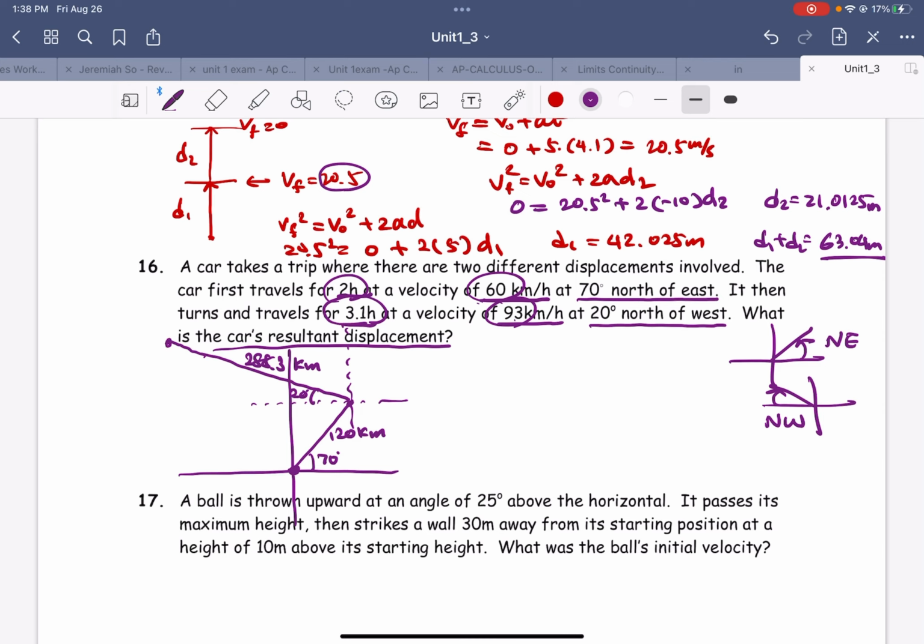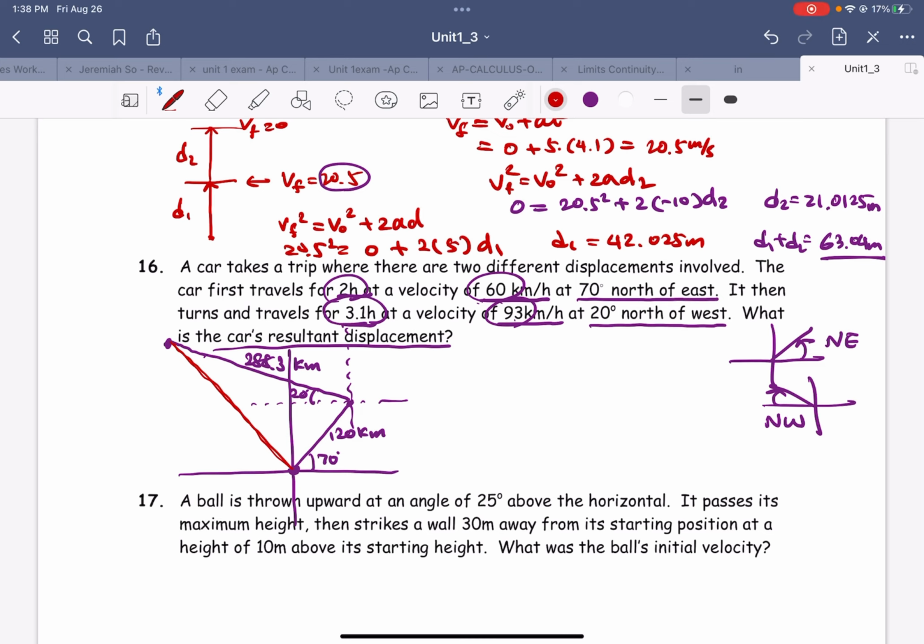So now your final location is right here. They ask you, what is the displacement? So not total distance traveled. So what is the total displacement? That straight line through here. Okay, so let's see what you can do.